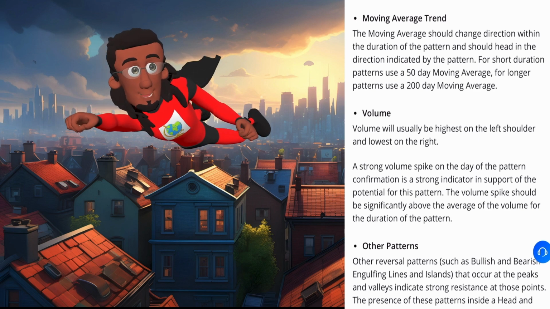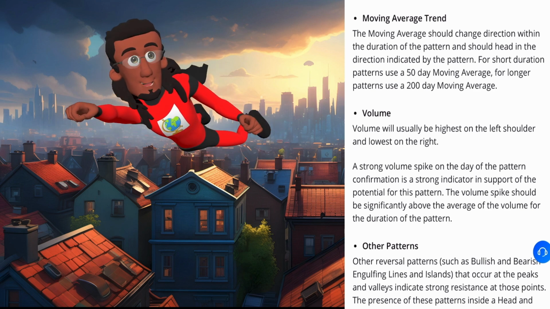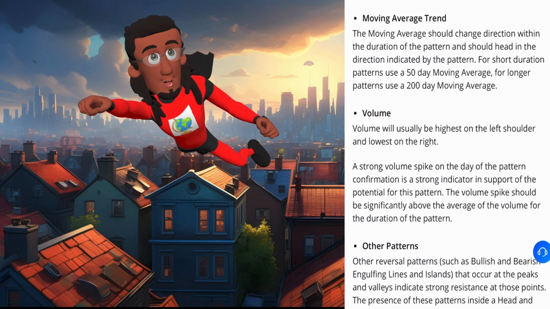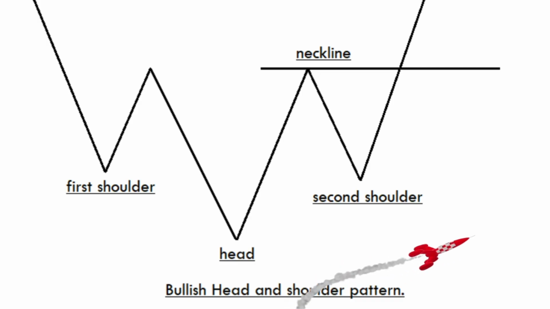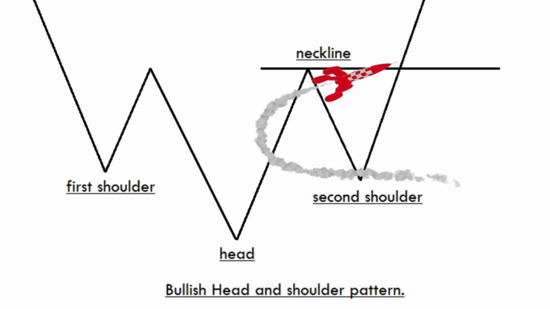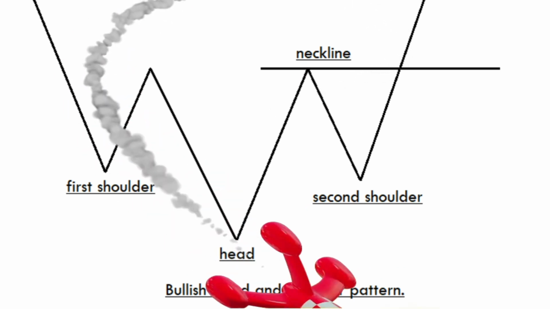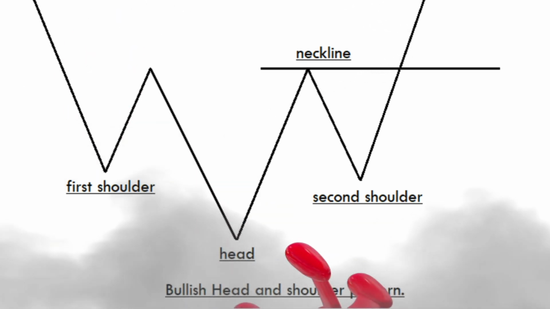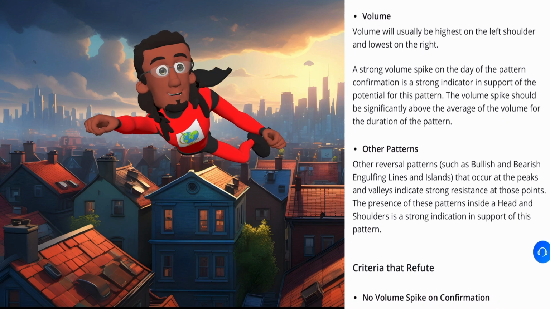The moving average trend. The moving average should change direction within the duration of the pattern and should head in the direction indicated by the pattern. For short duration patterns, use a 50-day moving average. For longer patterns, use a 200-day moving average.